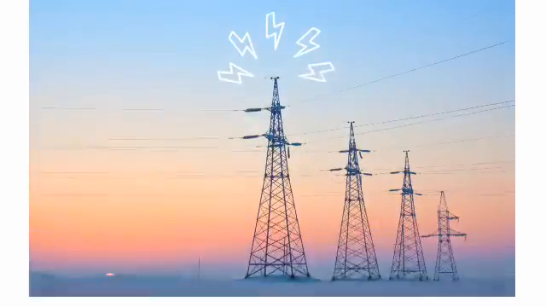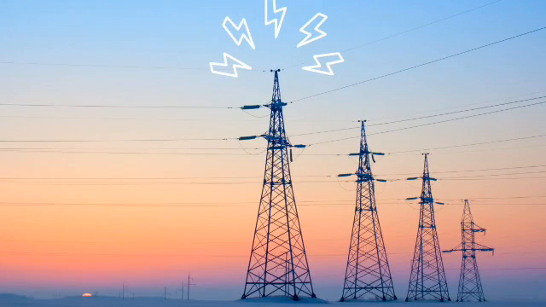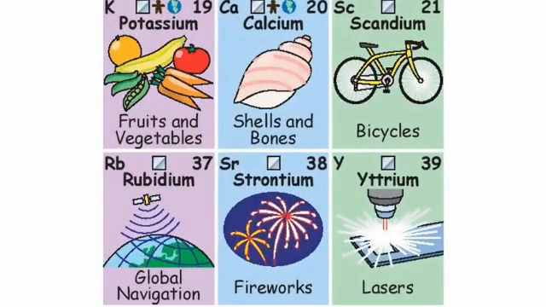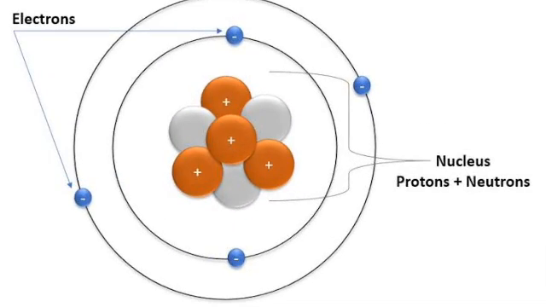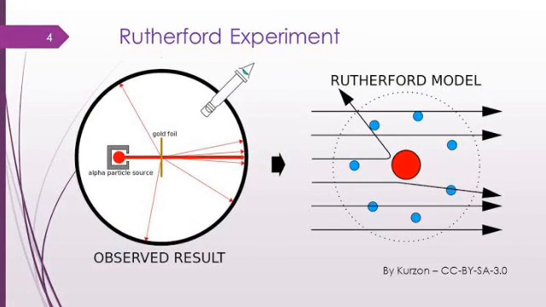Today we are going to discuss electricity. All things we use in our life are made up of elements. Each element is made up of atoms, which is the smallest unit. The scientist John Dalton considered that atoms cannot be divided further, but later Rutherford's experiment showed that atoms are made up of particles like proton, electron and neutron.